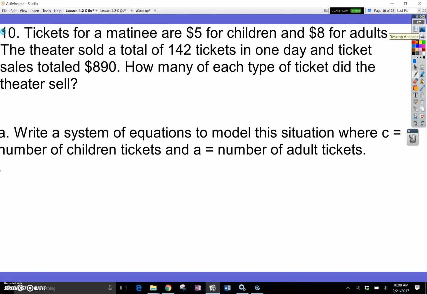and in your table groups. So it says tickets for a matinee for children are $5 and $8 for adults. The theater sold a total of 142 tickets.